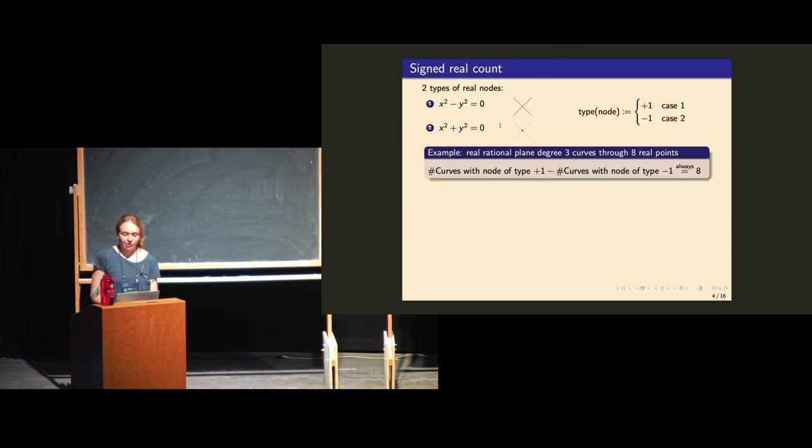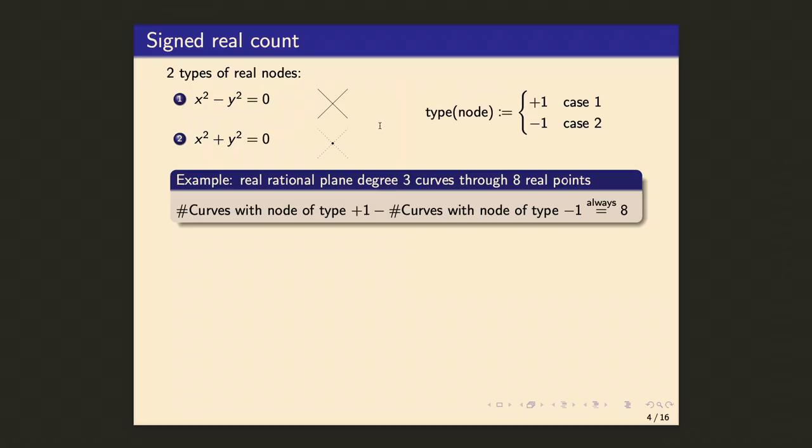Now say the type of a node is 1 or minus 1, depending on whether it's a split node, which is 1, or a non-split node, which is minus 1. And let's go back to the picture I just had, the count of real rational plane degree 3 curves through 8 real points, so no complex conjugate ones. Then the number of curves with a node of type 1 minus the number of curves with a node of type minus 1 is always 8.